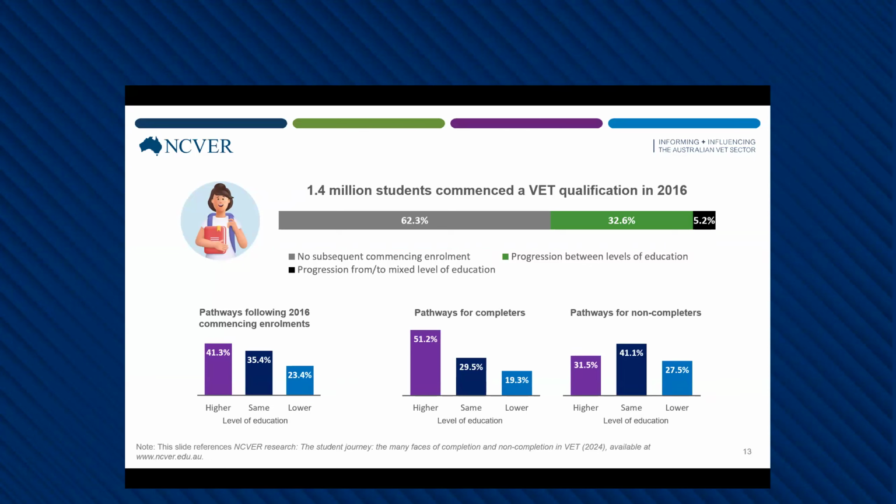So here we're now looking at pathways for completers versus pathways for non-completers. We can see that when we look at the completers compared to the overall results, there's a much clearer trend towards movement to a higher level of education. Whereas if we look at the last panel, which is showing those non-completers of that initial 2016 commencing enrollment, we can see that still around a third are going on to a higher level of education, but it's much lower than for the completers. We see about 30% went on to something at a lower level of education in light blue. And now we have a higher proportion of students who are staying at the same level as their first qualification that they didn't complete. So really quite distinct patterns here for completers versus non-completers.